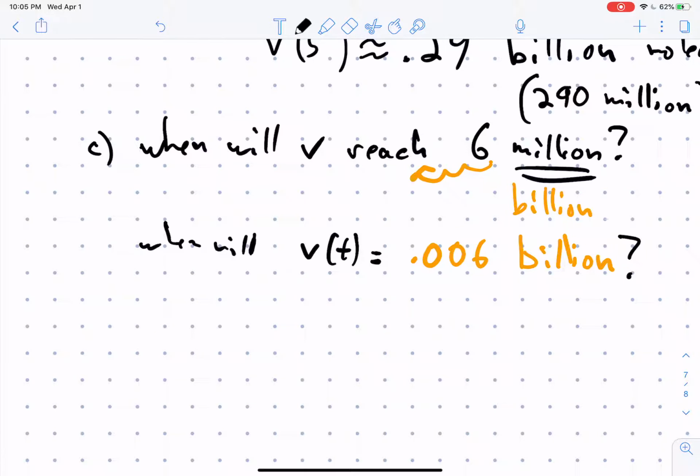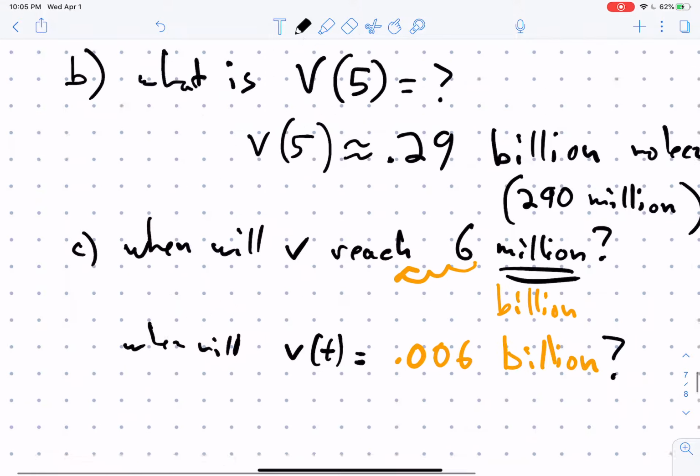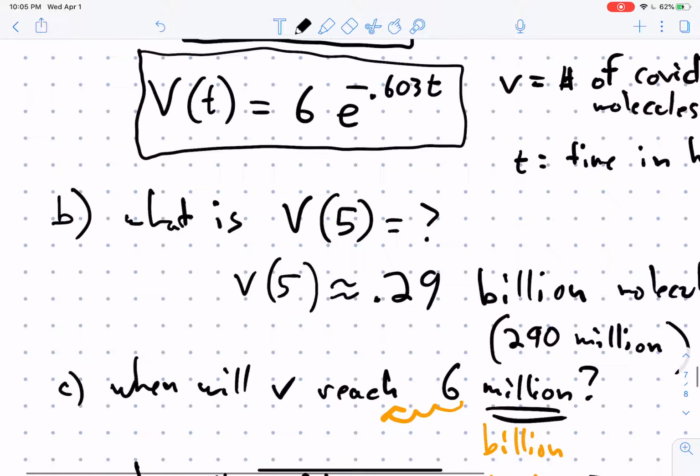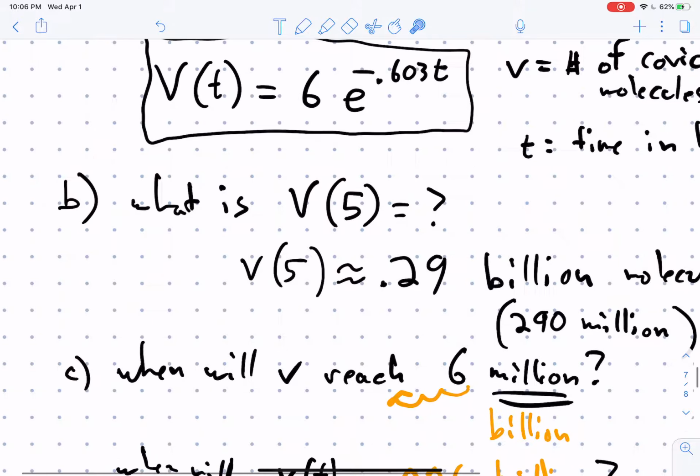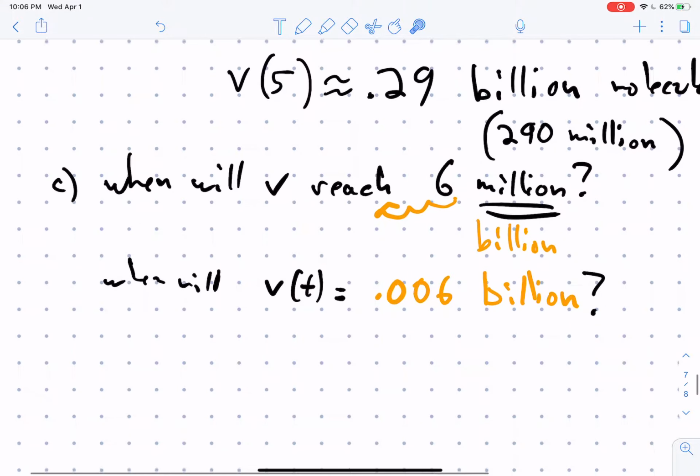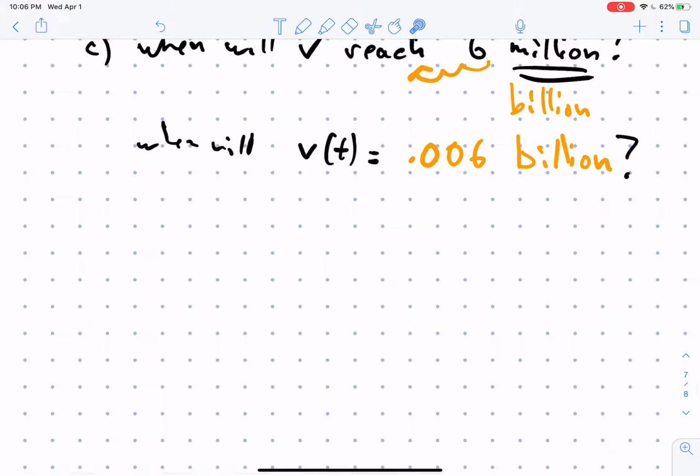Well, what do we do? We have a formula for v of t. Of course, our formula is the one in the box at the top. And we're just going to replace v of t with that 0.006, and then leave the rest of it in there and solve that resulting thing for t. I encourage you to do that. Replace this with 0.006 here and see if you can get t by itself. Feel free to use a calculator or use Desmos or some other computational tool if you wish. Go ahead and do that now, and then come back and we'll work through it together.